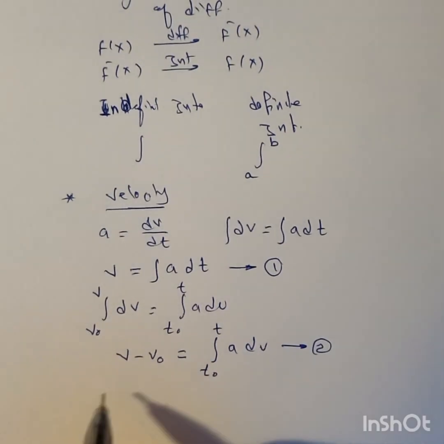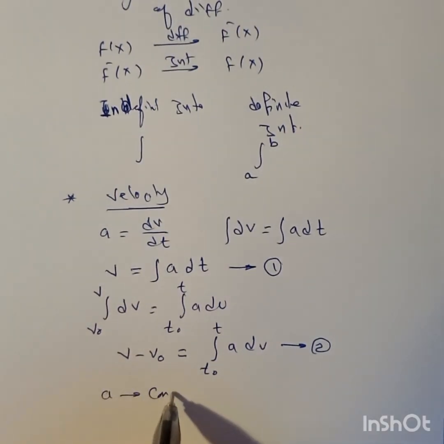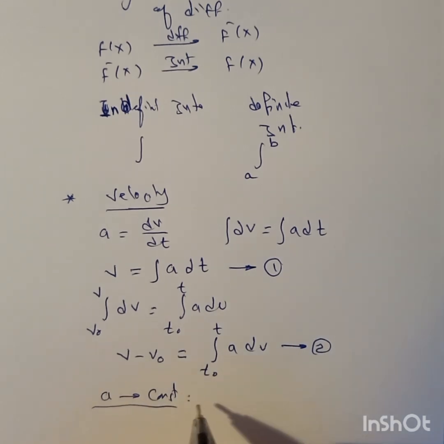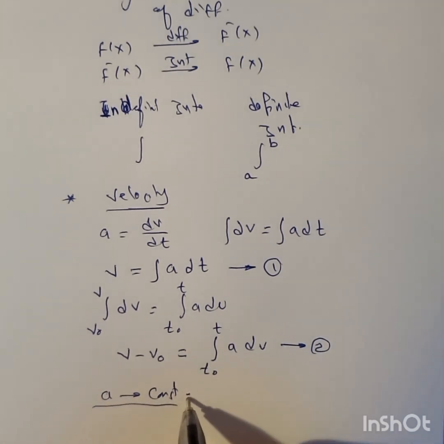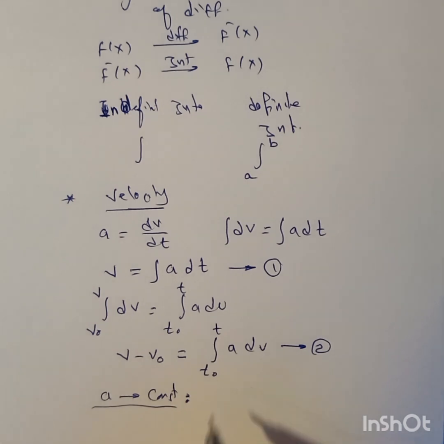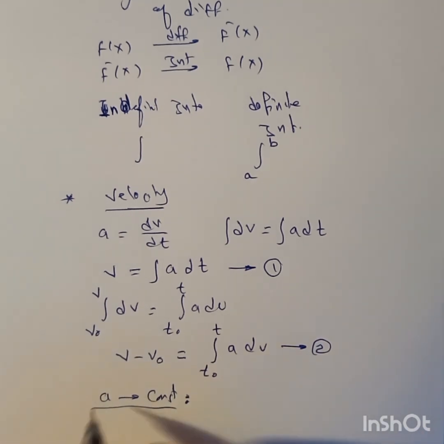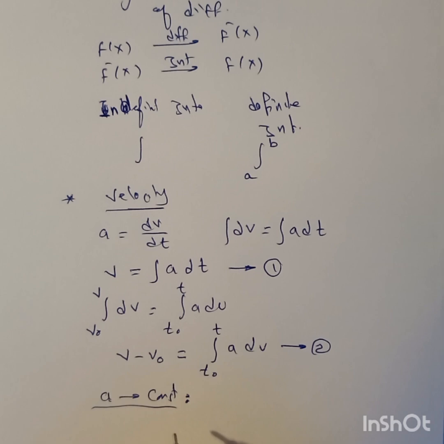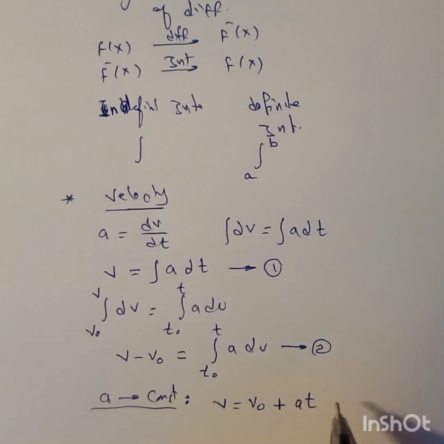In case the acceleration is constant, if it's mentioned in the problem, or during the motion of a body under the action of gravitational acceleration, then a is constant in these cases, and we can use the relation v equals v naught plus at to find the velocity of this body from the acceleration. In case the acceleration is constant, this is rule or relation number 3 we can use.